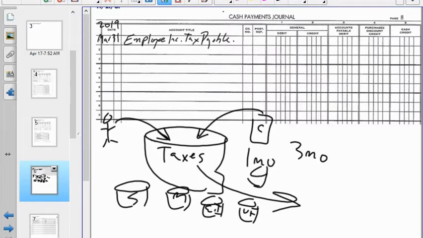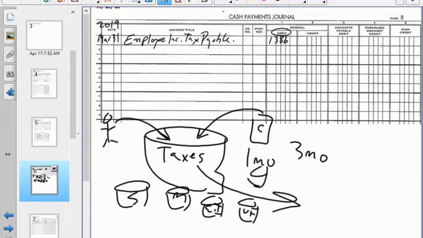A liability has a normal credit balance. It's like we're hitting the trip meter and setting that account balance to zero, right? Just like paying off an accounts payable, we're going to set that accounts payable to zero. We're going to set this liability to zero. So we're doing a debit of $13.86 to this liability.